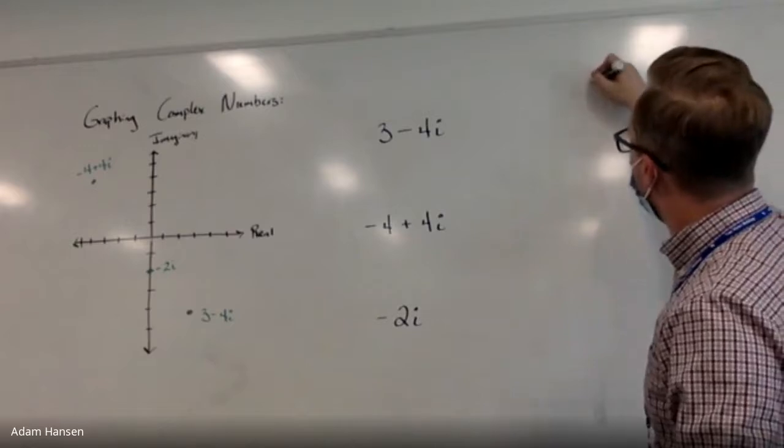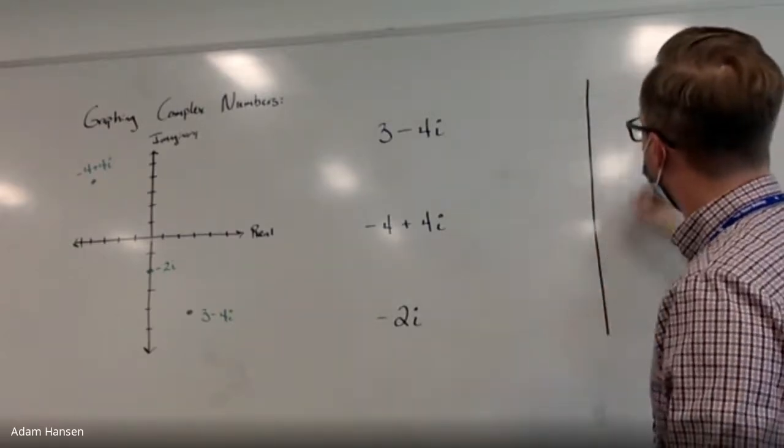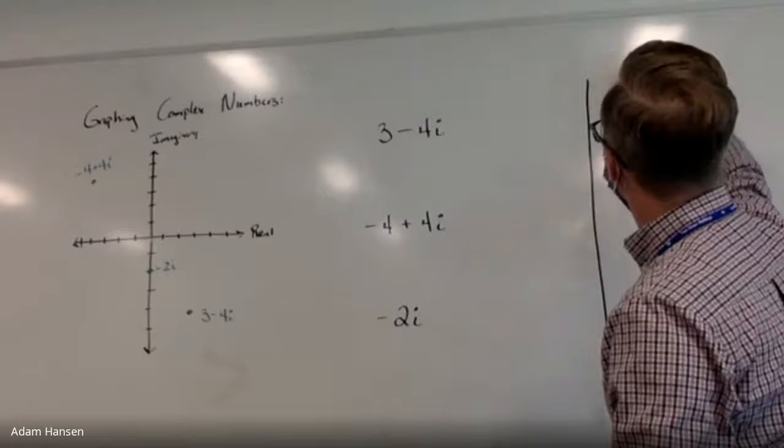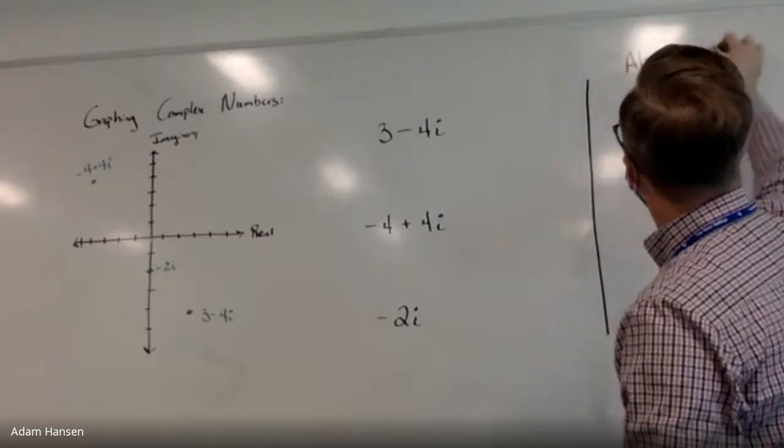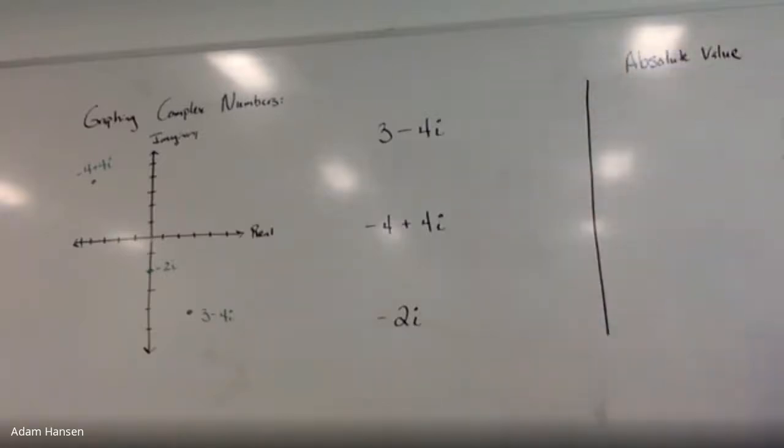Okay, now let's do absolute value. You can graph the imaginary number. We can also find its absolute value. Remember back to algebra 1. Absolute value tells you what about a number? What does absolute value mean? For example, what's the absolute value of 2? 2. It's 2 away from 0. Absolute value is the distance from 0.